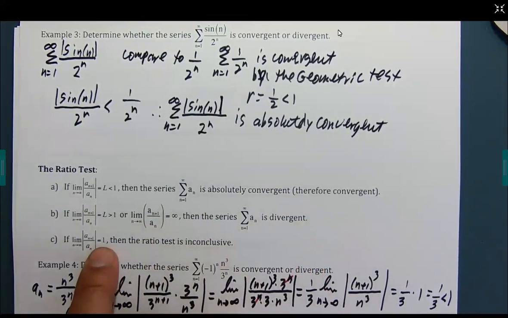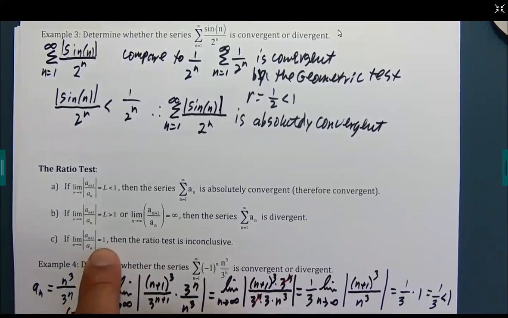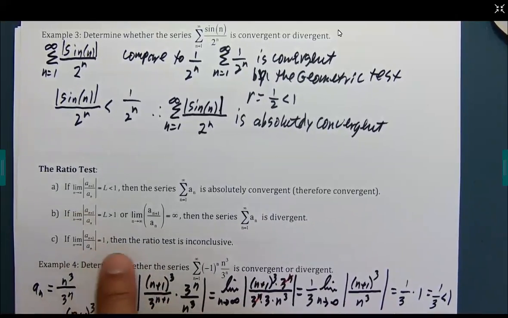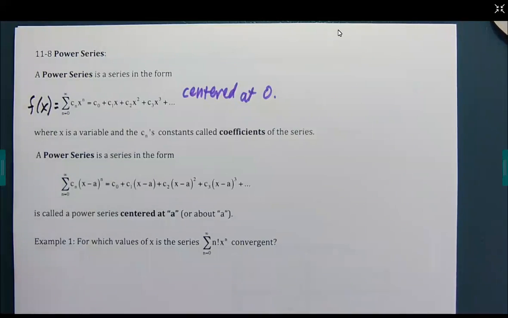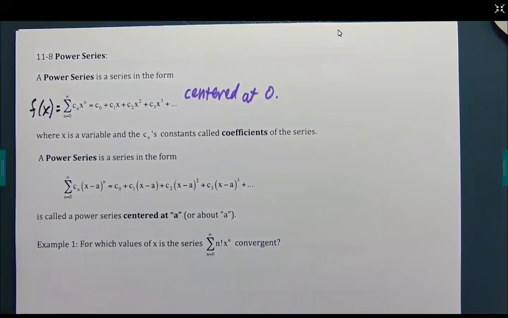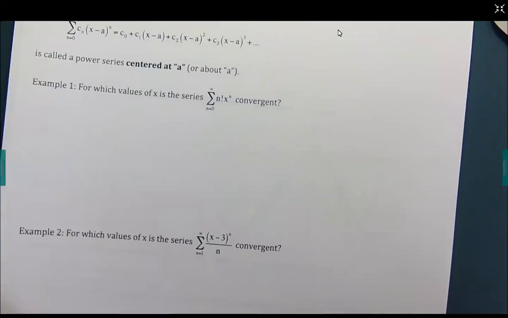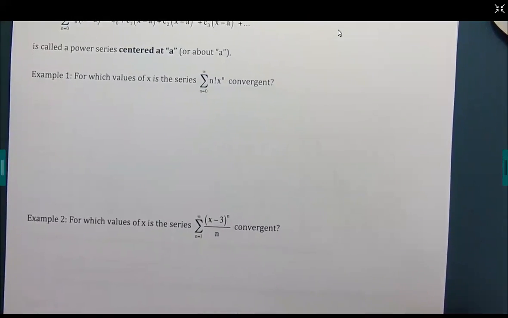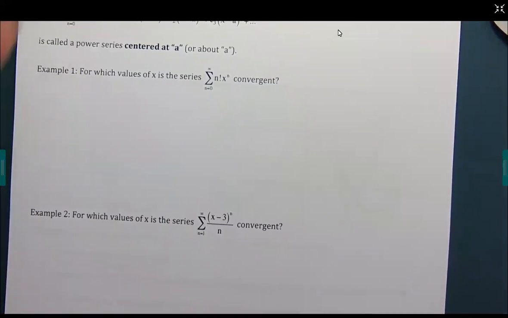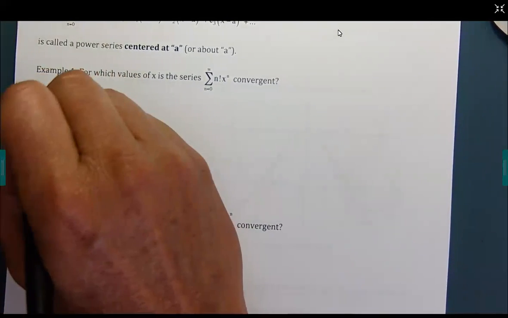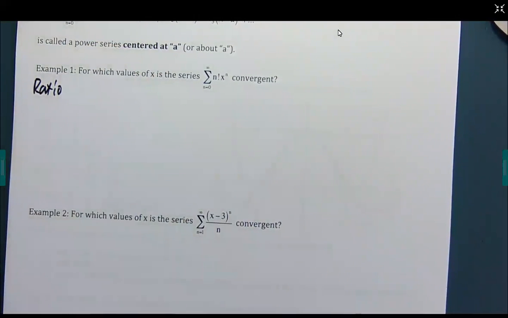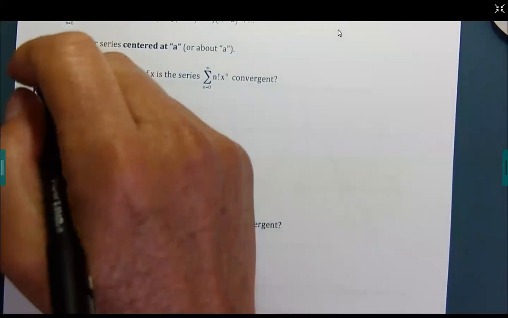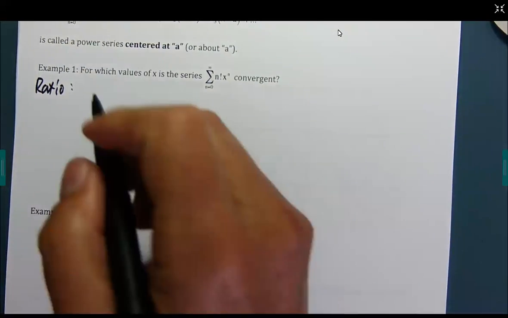And when this limit equals 1, then it's inconclusive. That's actually when things start getting a little interesting, actually. And we'll come back to that. So let's move on to our first example. We want to know for which values of x this is convergent. And again, we're going to use the ratio test. We can use the root test because that has a similar feel to it, but for the most part, we're going to do ratio.